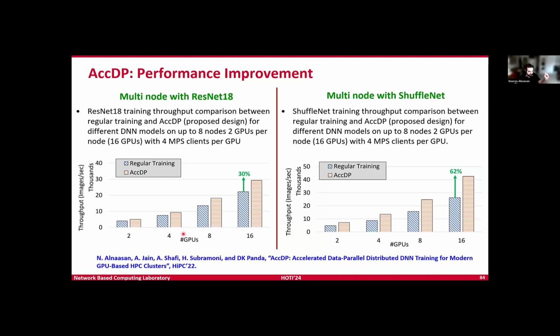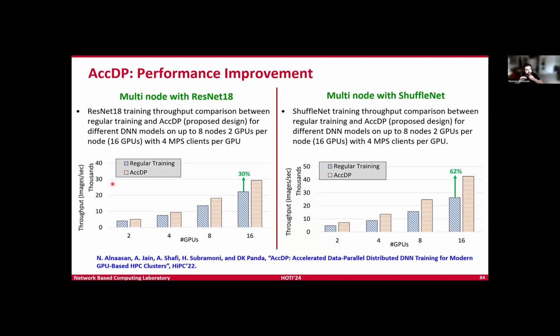Now, instead of placing a single model replica, let's place multiple model replicas. In this example, we're placing 4 replicas, so 4 models on the single GPU. If you have 4 GPUs, that's 16 in total. And then we run the training, and communication happens within the GPU itself and across GPUs.